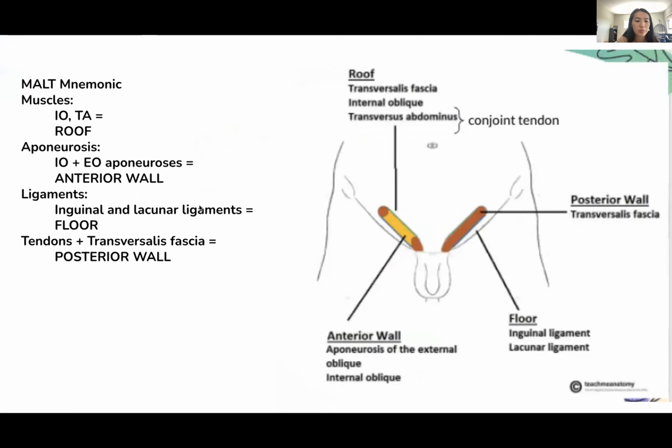So this is just a way to remember what forms the inguinal canal. So the muscles form the roof of the inguinal canal on top here. The aponeuroses of those muscles form the anterior wall. Then there's the ligaments, and at the bottom, which forms the floor. And then you've got the fascia and the tendons that form the back.